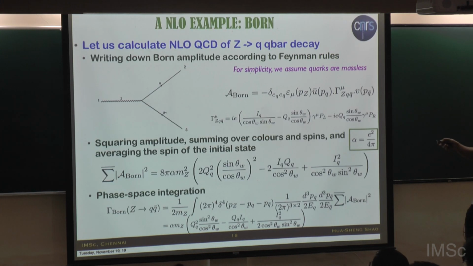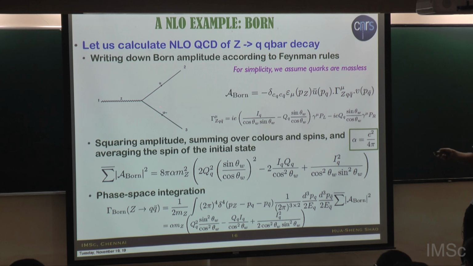So let us calculate these. Let us calculate the next-to-leading QCD correction to Z to q q-bar decay. How do you do this? Of course, first you need the leading order, the Born amplitude. So draw your Feynman diagrams according to the Feynman rules. I think I don't need to introduce this anymore, right?